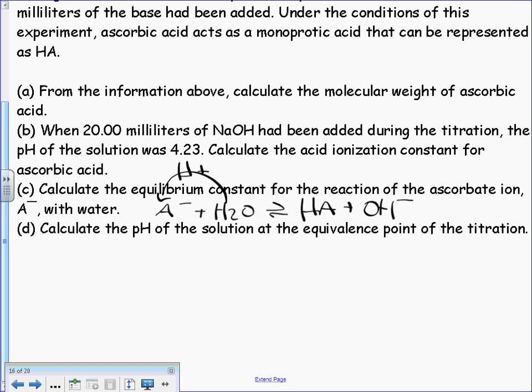Okay, so if that is acting as the base, what do you have to do? Thank you. So you have to find the Kb from Ka.